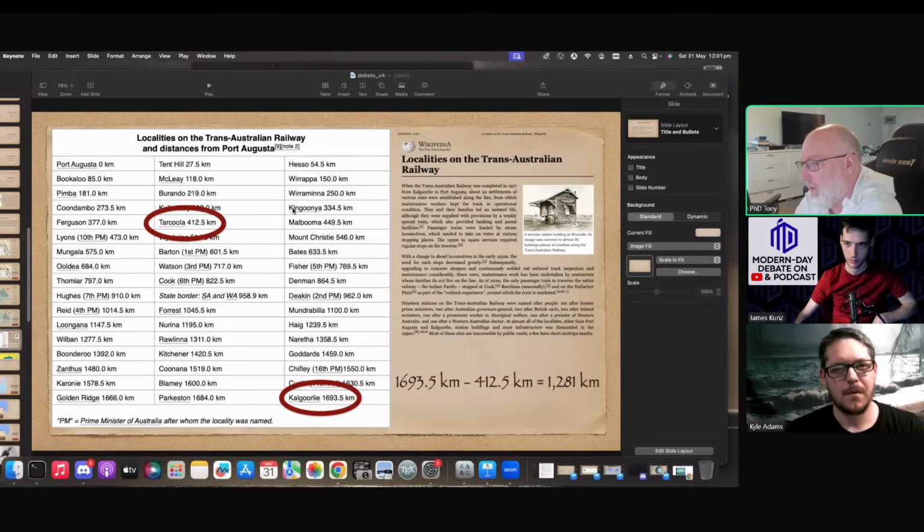Okay, so you can see Tookoollah is 412.5 kilometers. Kalgoorlie is 1693.5 kilometers. The distance is 1,281 kilometers.